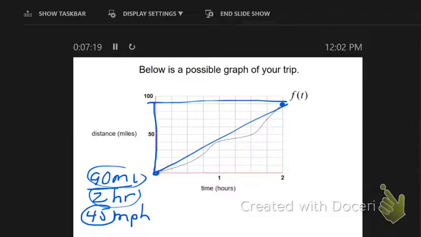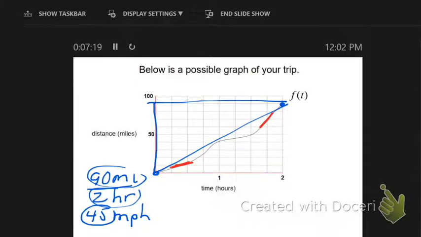Now this is going to have more applications than just speed. It's going to be any average rate of change, okay? Now again, what does it really mean? It means it's my average for the entire 2-hour trip. Does that mean I was going 45 miles per hour the entire time? No, I was definitely going faster than that right here where the slope is steeper. And I was definitely going slower than that here where the slope is not as steep.